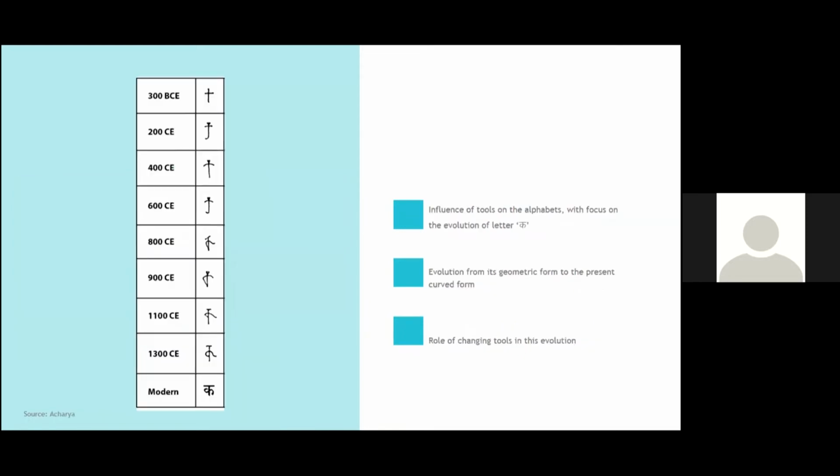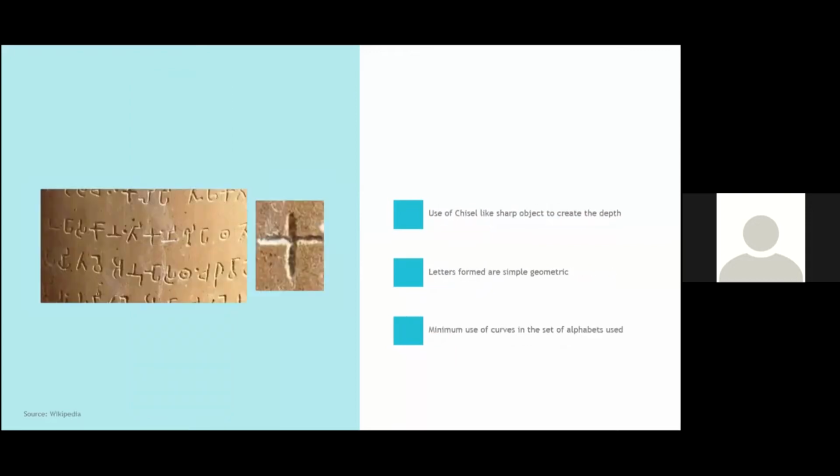Now look at the tools that have influenced the letter forms. So the first example is from the Ashokan Pillar written in Brahmi. The enlarged image here shows the letter P. When we look at it closely and examine the impact of the tools that were used to construct them, we can see how tools have an impact on the form of the letter.